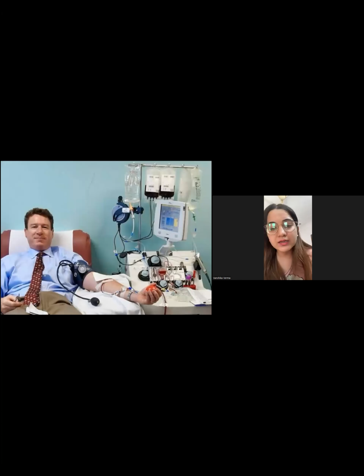So here is a picture of how the whole procedure is being done. This is the donor who is donating the stem cells to the person. Okay, and this is the proper procedure which we need to take care of. You can see even the person is handling this ball. It is because the blood should flow properly.